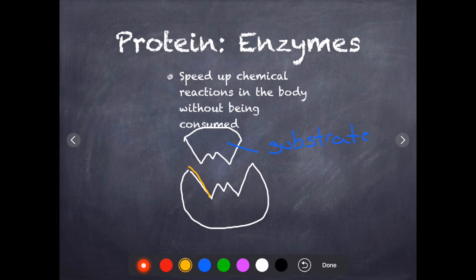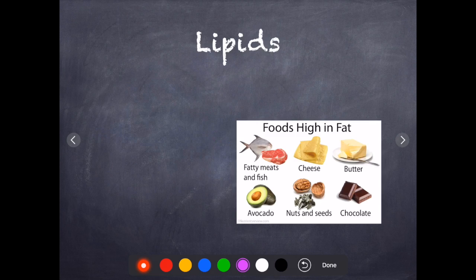Now, the place where that reaction takes place is called the active site. This is where it either splits in half to form two different things, or maybe two different substrates come in to form one, but it happens at that active site. Why this is important is it speeds up the chemical reactions, and the enzyme is not consumed, so it's able to be used over and over again.